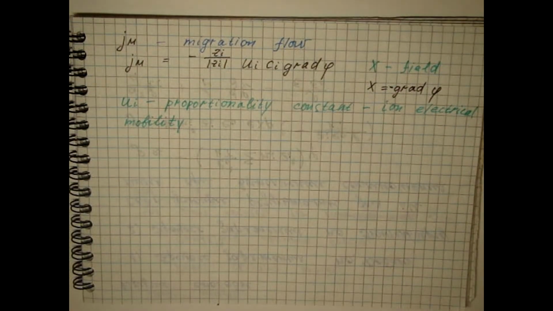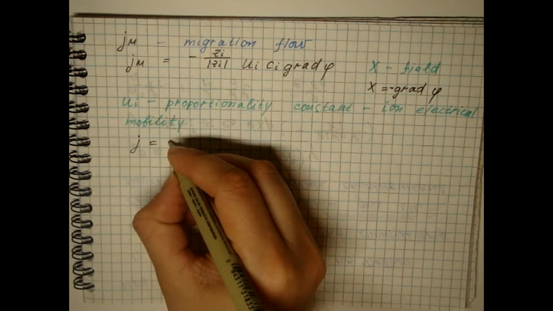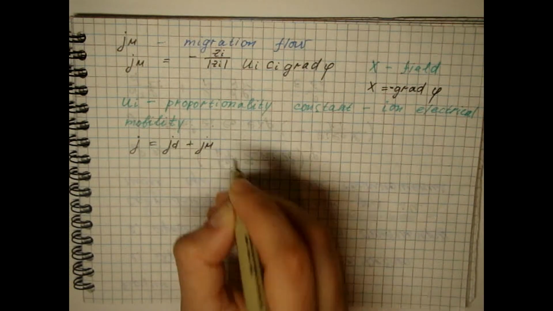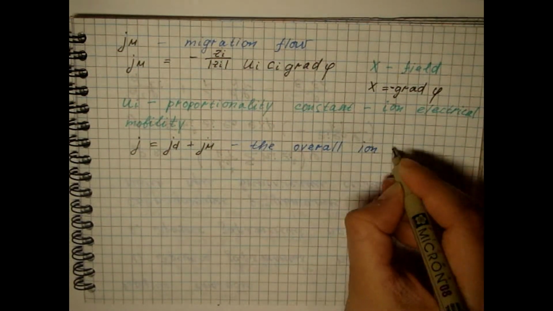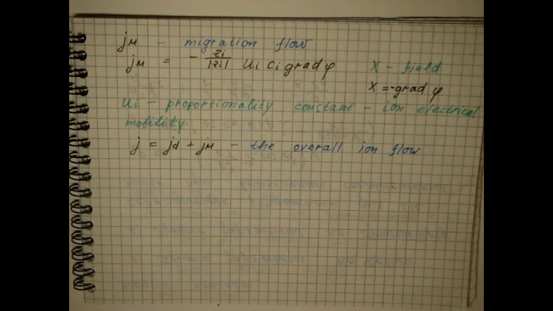In the general case, an ion moves both under the influence of a gradient of chemical potential and under the influence of a gradient of electric potential. Therefore, the total ion flow is the sum of the diffusion and migration flows. And the general force acting on the ion is a gradient of the electrochemical potential determined by the ratio.